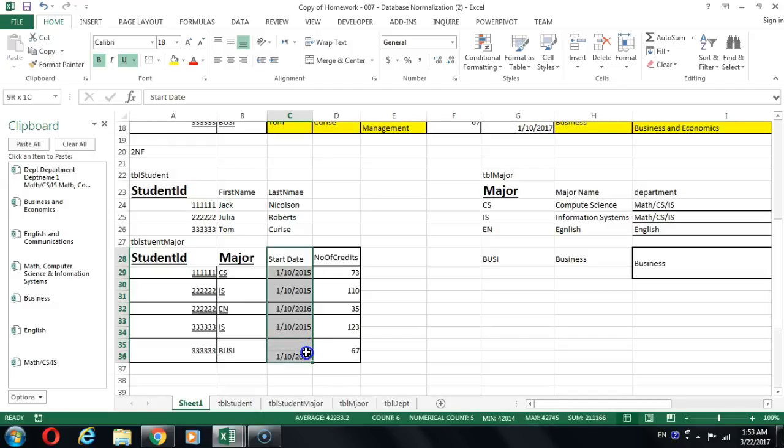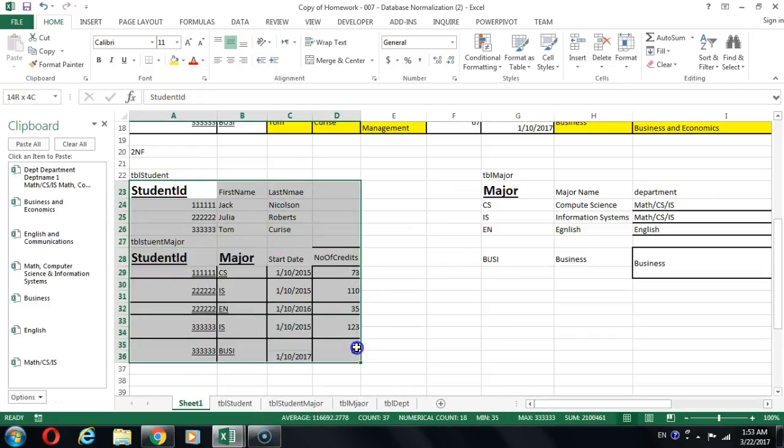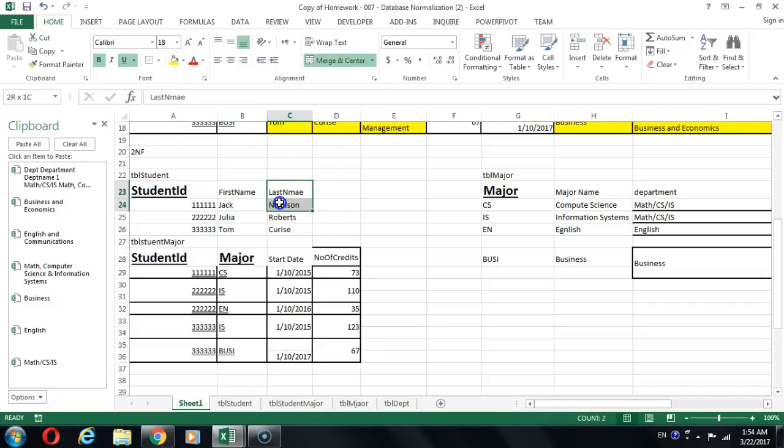Basically, this one here is dependent on the primary key from the previous one, and this is dependent on the primary key from the previous one. In order to test if this is in the third normal form, the number of the credits should not be dependent on the start date, or the start date should not be dependent on the number of the credits. So let me make it clear. This is what transitive dependency is. So these two, the major and the students, are already in the third normal form because there's no non-key depending on another non-key.